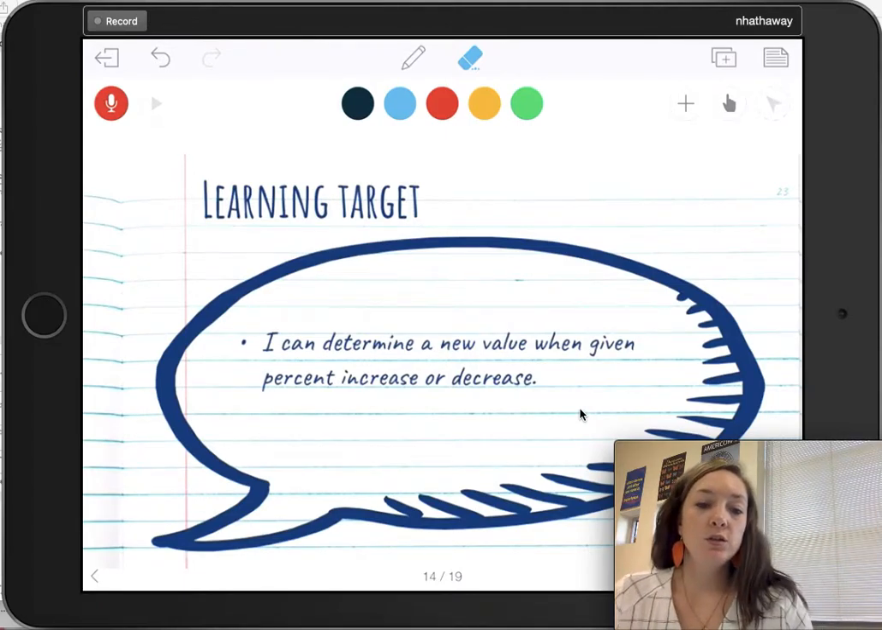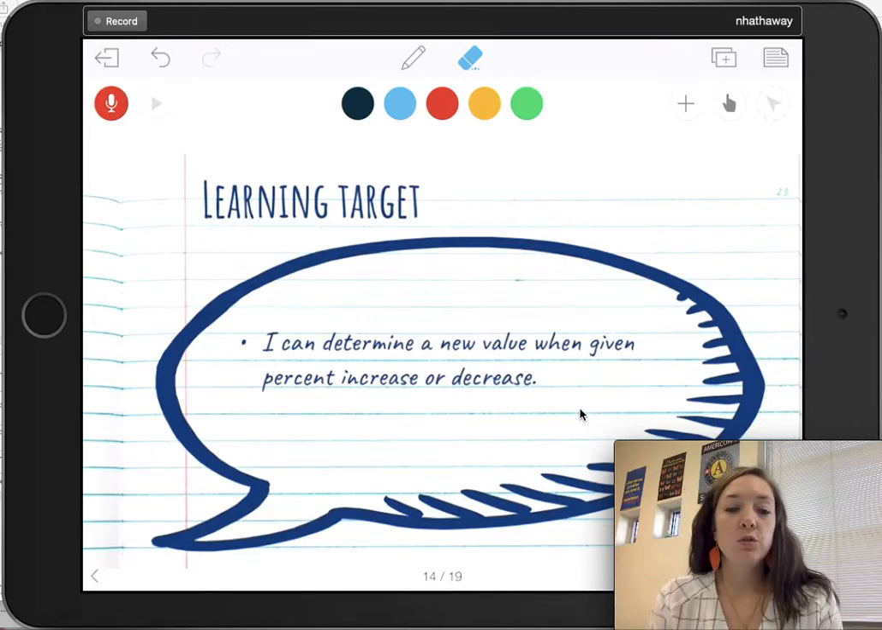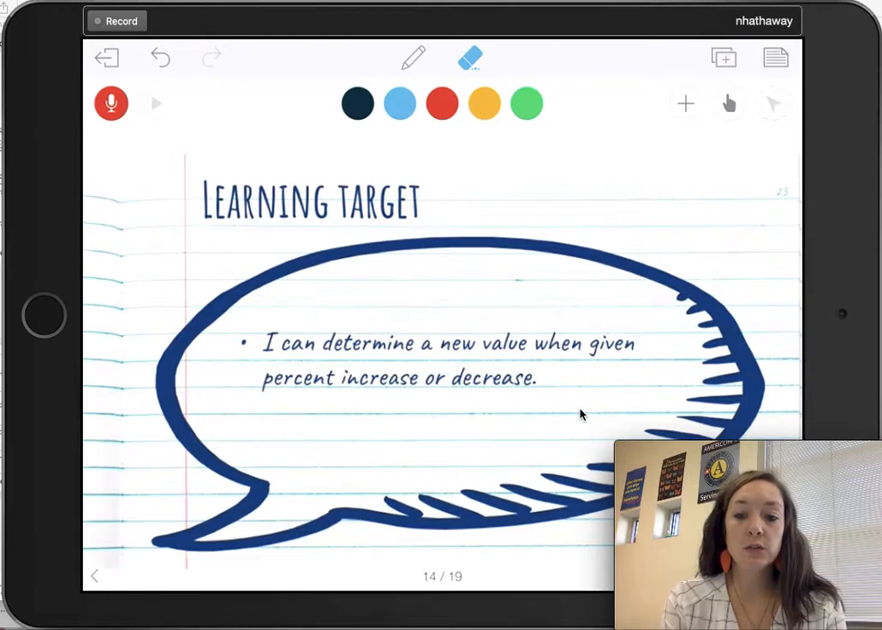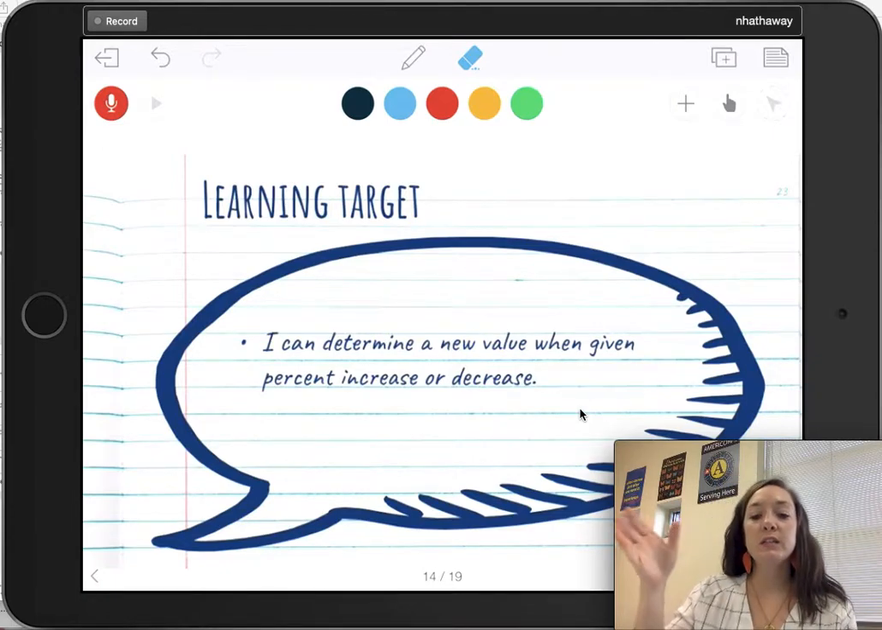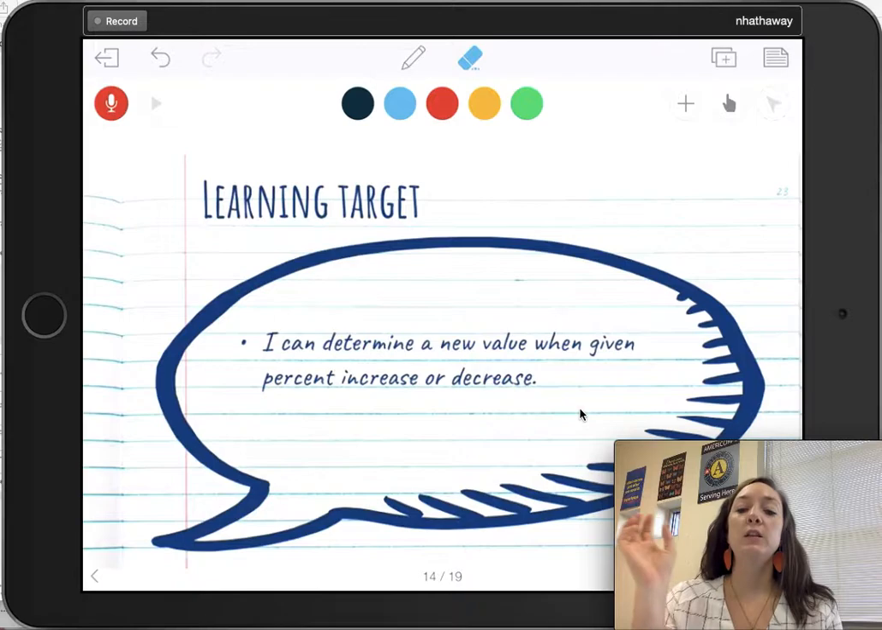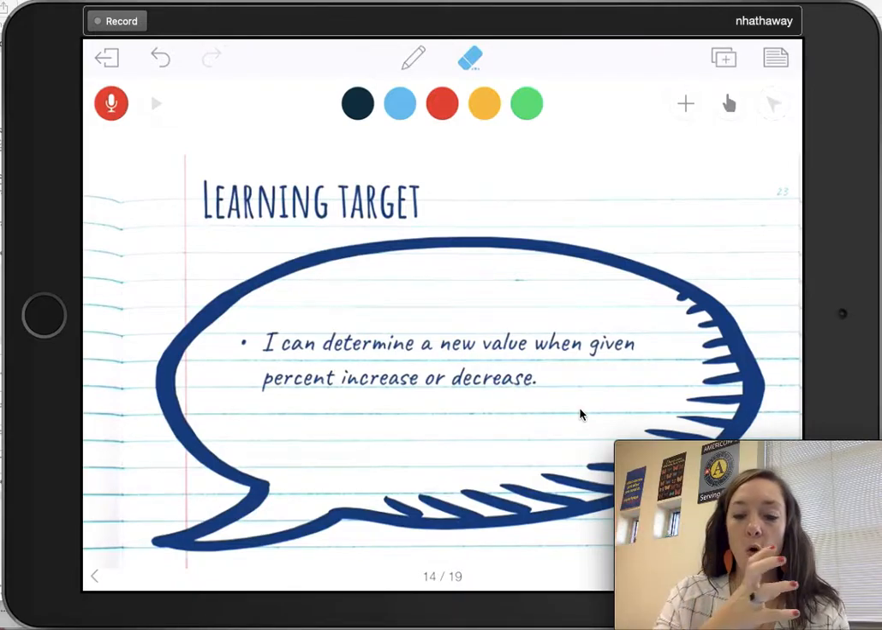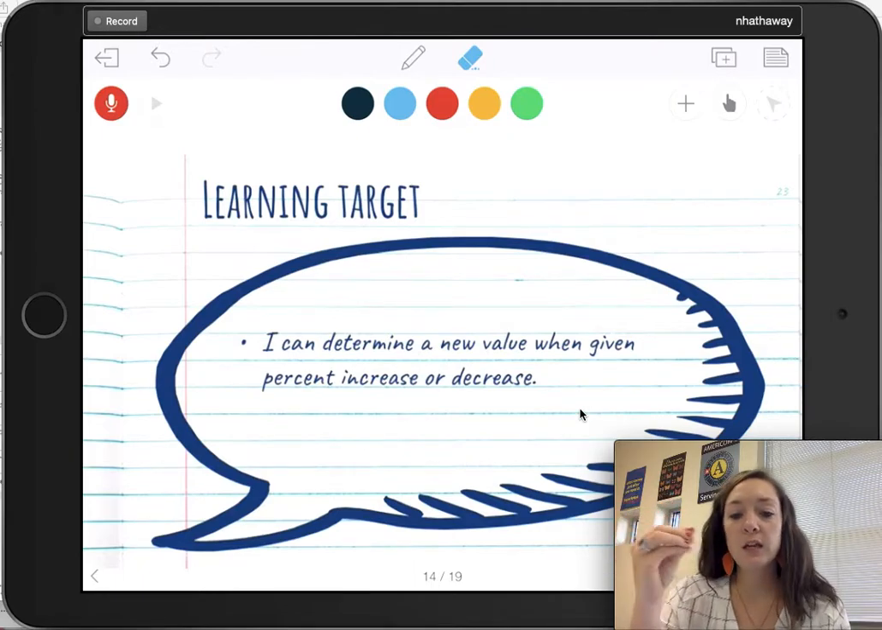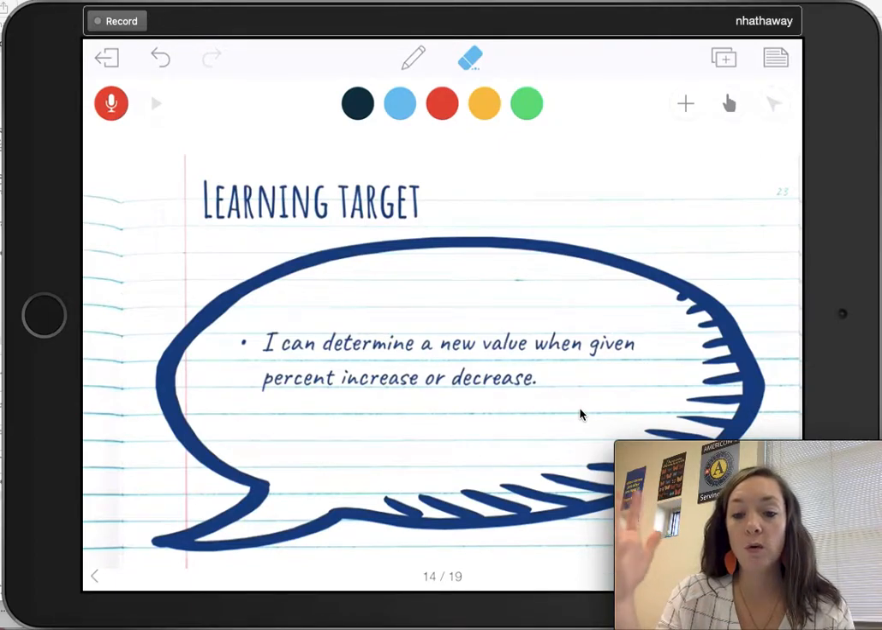So what we're going to do today is find a new value when given a percent increase or decrease. In a previous lesson, we worked on finding the percent of a whole amount, or the percent of an original amount. Yesterday you worked on practicing finding tax or a tip or the percent that it changed. Now we're going to go a step further and find the new total after we find that change.